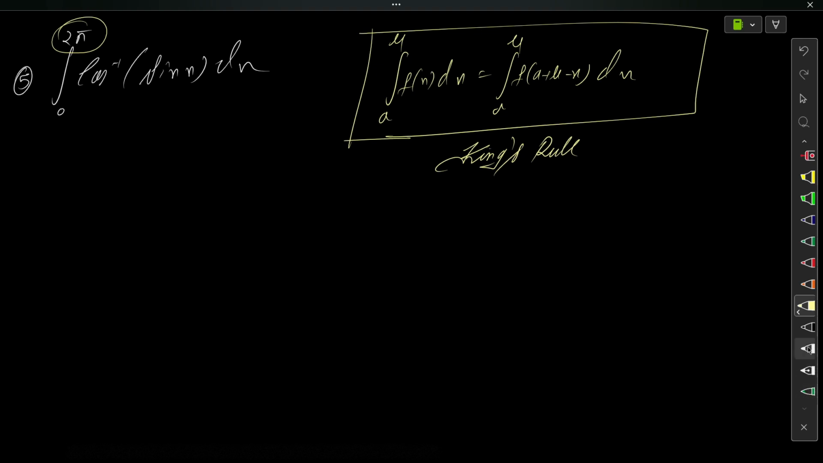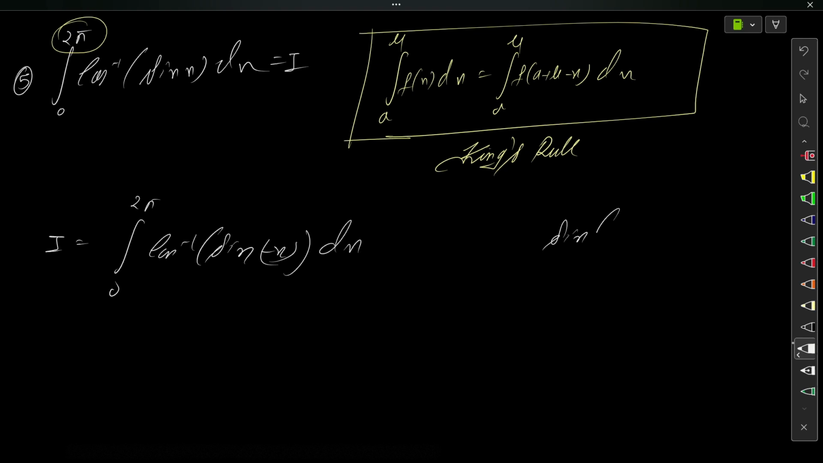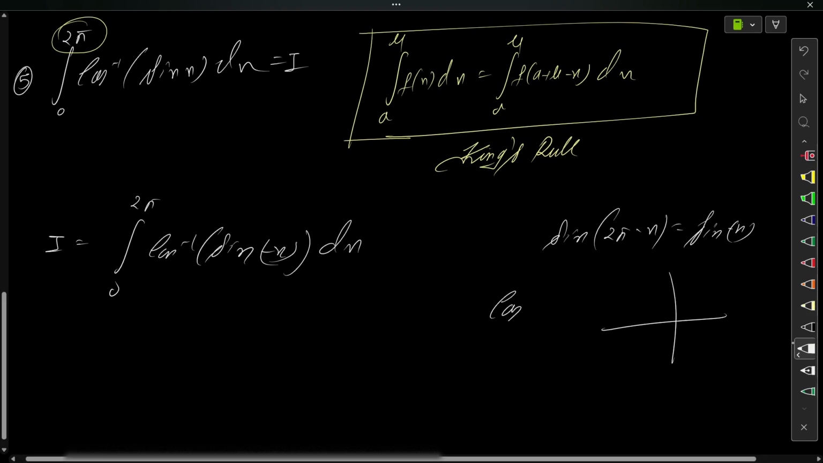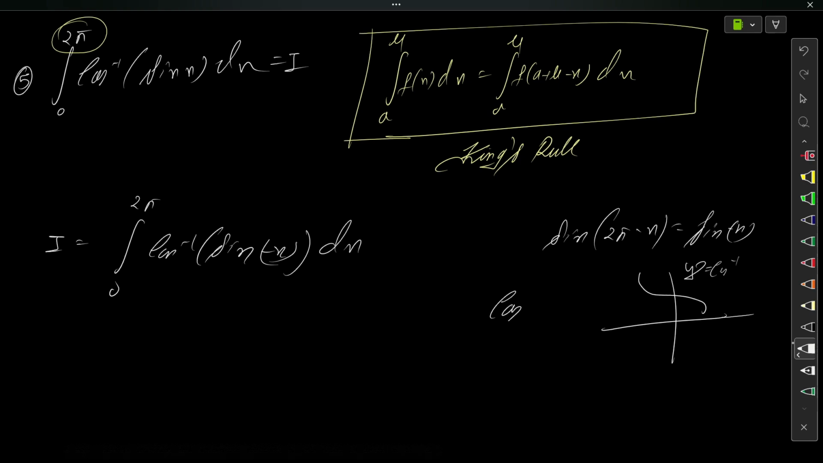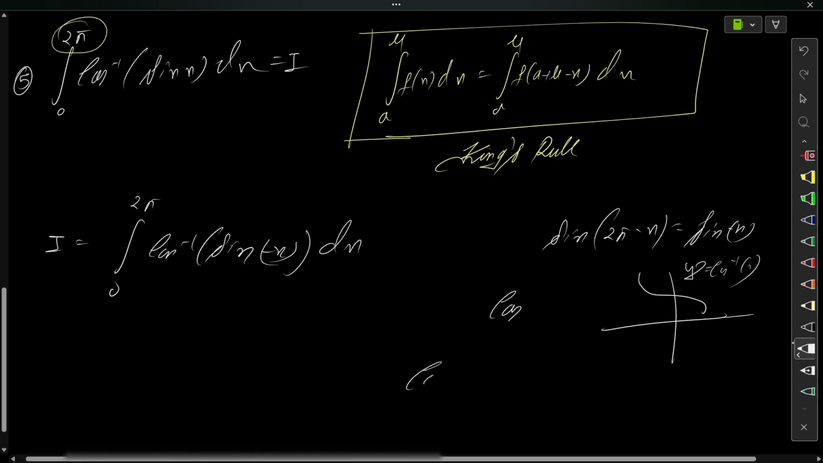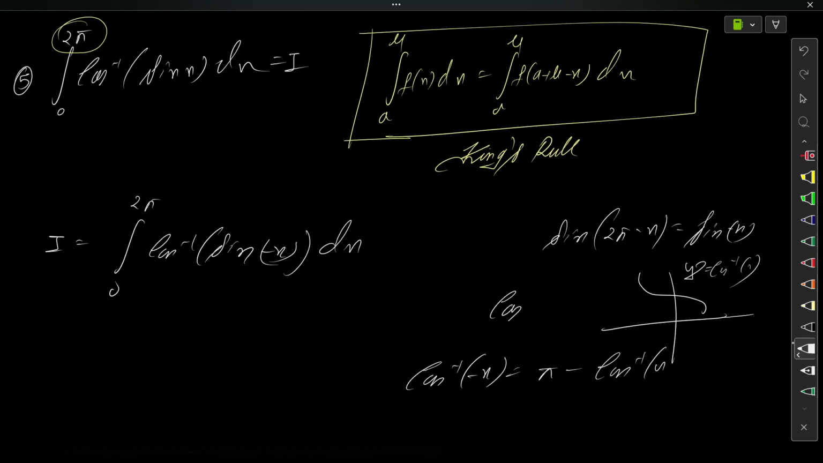Now, if I apply King's rule and call this I, then I could be written as the integral from 0 to 2 pi of cos inverse of sin of (2 pi minus x). We are left with minus sin x, since sin of (2 pi minus x) is minus sin x. Because of the non-symmetric nature around the y-axis of y equals cos inverse of x, cos inverse of minus x is written as pi minus cos inverse of x.